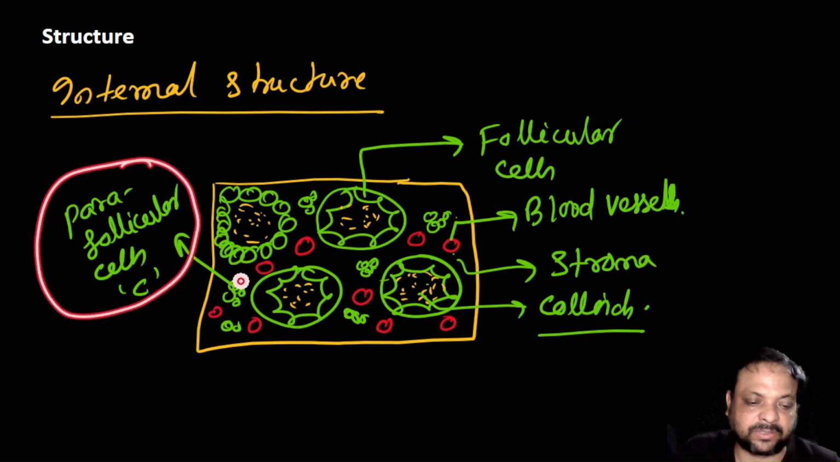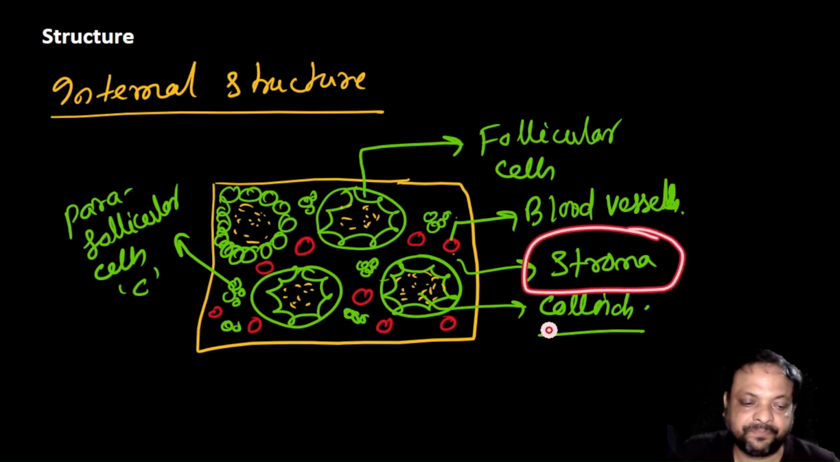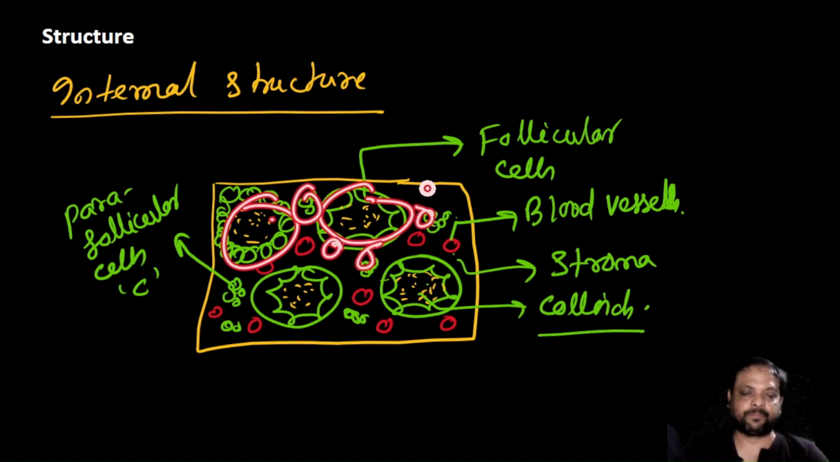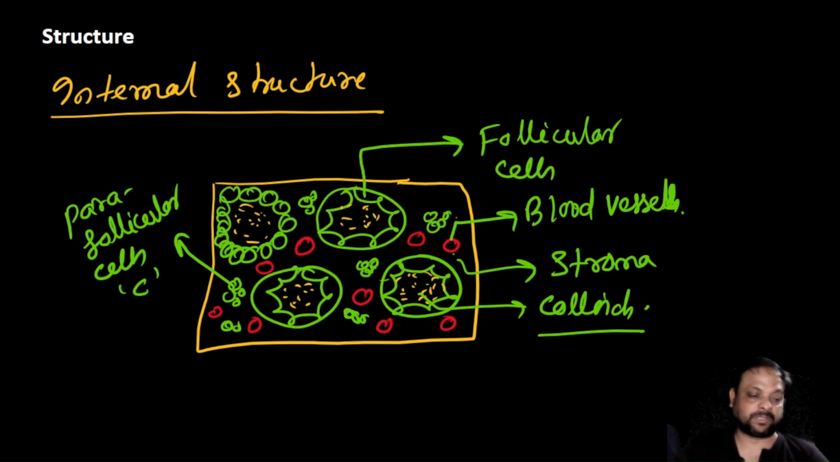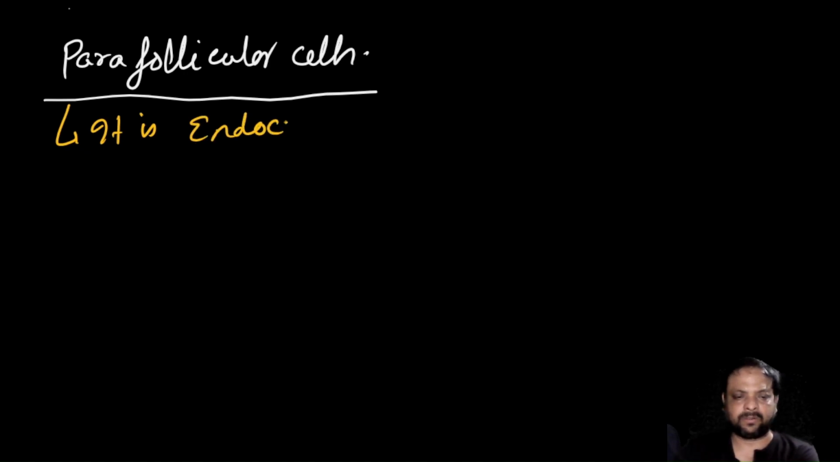These parafollicular cells or C cells are present in the stroma area of the thyroid gland. Got it? They are present in the stroma region, in between the thyroid follicular cells, the follicular patches. In between the patches we find the parafollicular C cells. Okay. So these C cells or parafollicular cells are normally endocrine in origin.